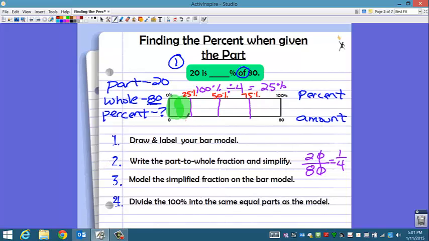Now you just go back and you look to see the percent that is shaded. Well, I only have one little square shaded, one part shaded, so that's 25%. So 20 is 25% of 80. That's our answer. Pause the video if you need to so that you can go ahead and complete your example.